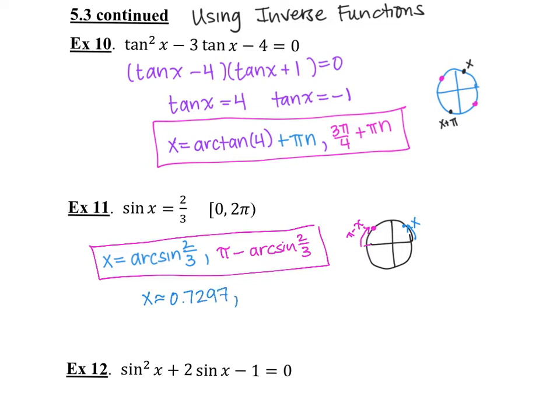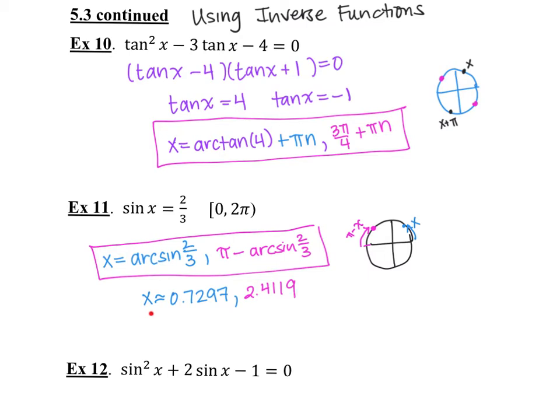And then for my second answer, I would do pi minus arc sine of 2/3. It will give me about 2.4119. Okay, I don't like decimals, but the nice thing about the decimals is I can see clearly these are both between 0 and 2 pi, because 2 pi is about 6.28. And I could also confirm my answer.